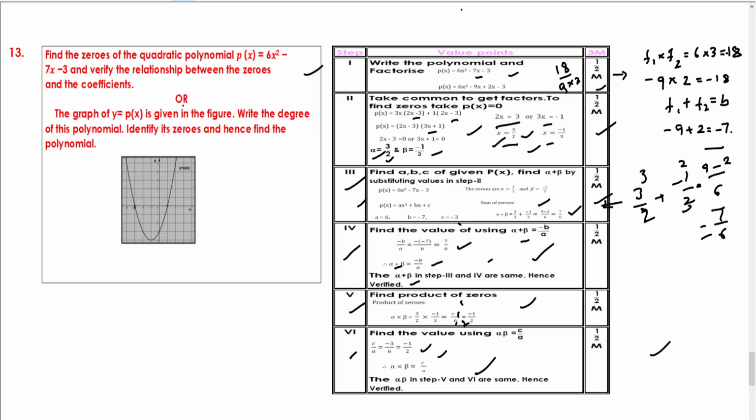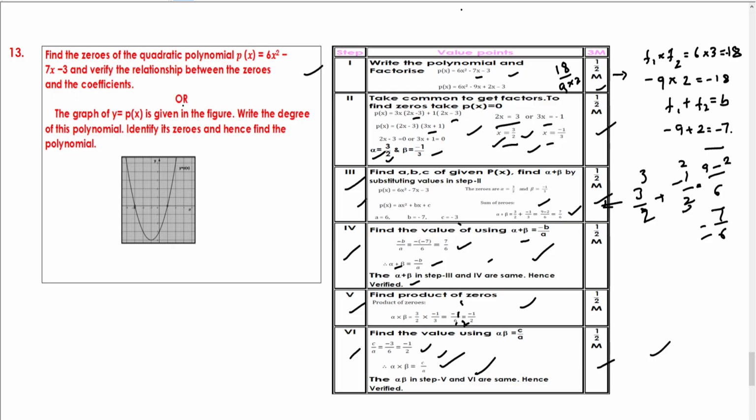Compare steps 5 and 6. In both cases, you will get minus 1 by 2. Alpha into beta is minus 1 by 2, and c by a is also minus 1 by 2. Therefore, alpha into beta is equal to c by a is verified. For doing this work, you will get a half mark. Many students I have seen make mistakes. Go through these steps again and again. You will understand better. Right?